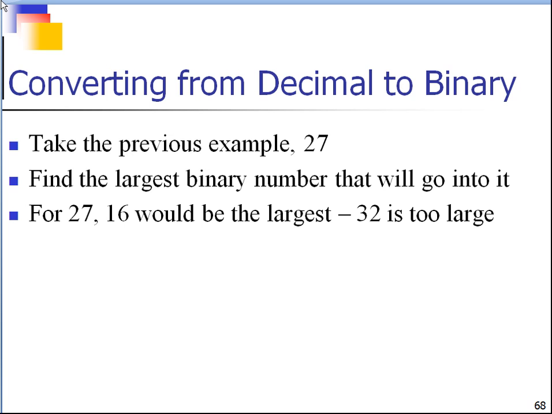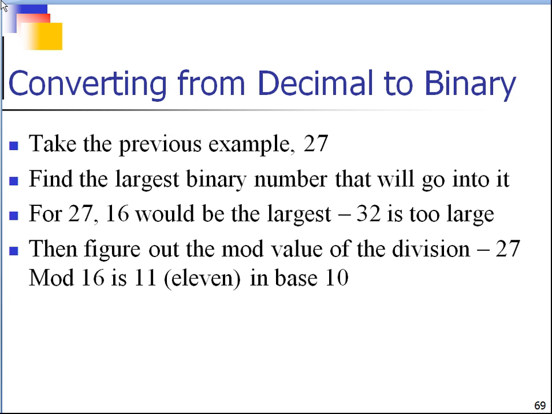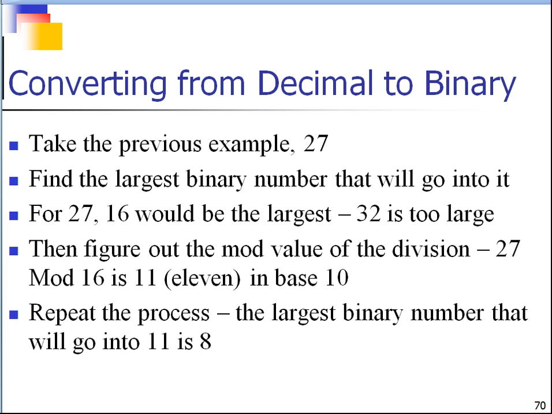So wherever the 16 bit is, that one would be turned on. And then you actually take mod. Take 27 mod 16, you get 11 in base 10. And then we would repeat the process. The largest binary number that will go into 11 is an 8. 11 mod 8 gives me a remainder of 3. The largest binary number that would go into 3 is a 2. 3 mod 2 gives me a 1. And we could figure out then the equivalent binary number.